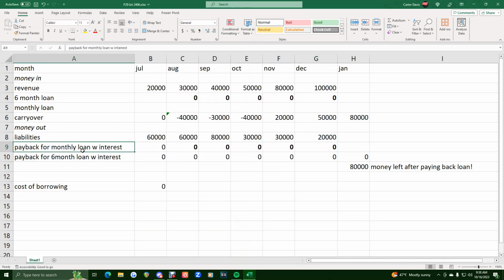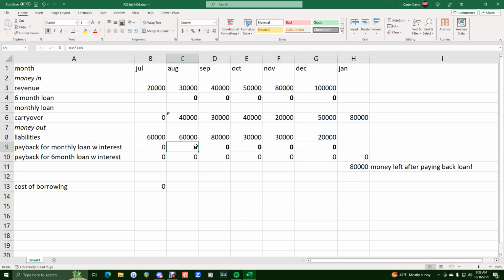And then payback for monthly loans with interest. So they mentioned that you don't pay back July's monthly loan in July. You pay back the monthly loan you took out in July in August. And then you pay August's monthly loan back with interest in September, and so on and so forth. So the payback for the monthly loan with interest in July is going to be zero. You're not paying back a monthly loan for June and July, you're not doing that.